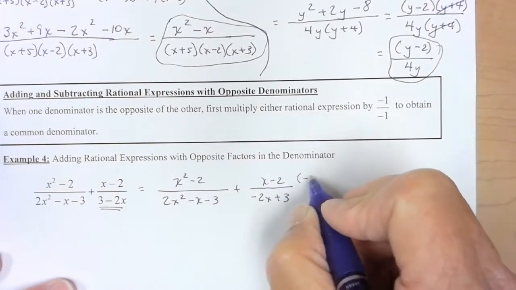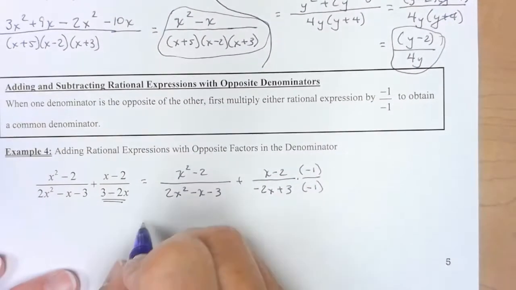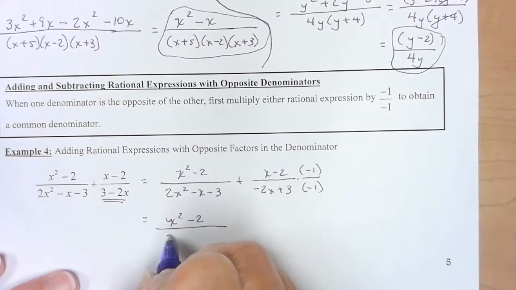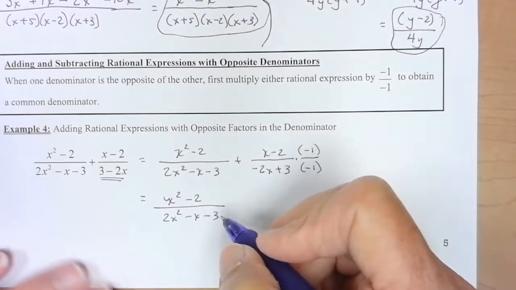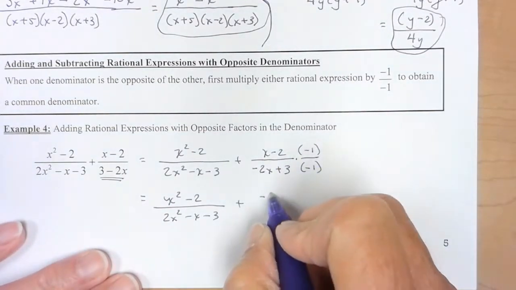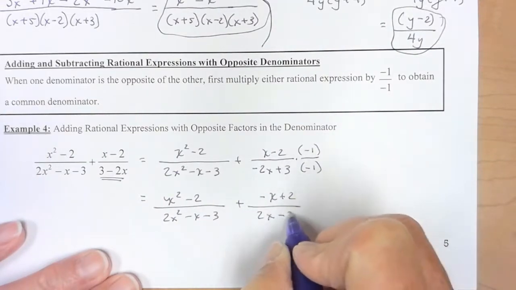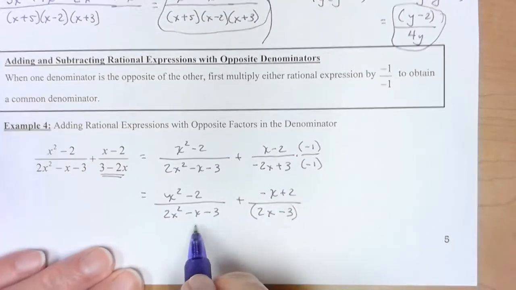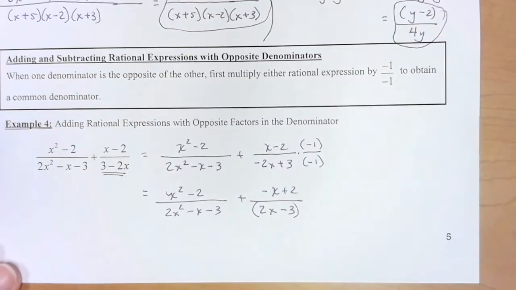So if I multiply this by -1, it will change those signs. So I'm going to have x squared minus 2 over 2x squared minus x minus 3 plus, and distribute the negative through, a -x plus 2 over 2x minus 3. So this is going to be a factor. We just have to see if it might be in this one. So let's go factor this. So pause me, go factor.